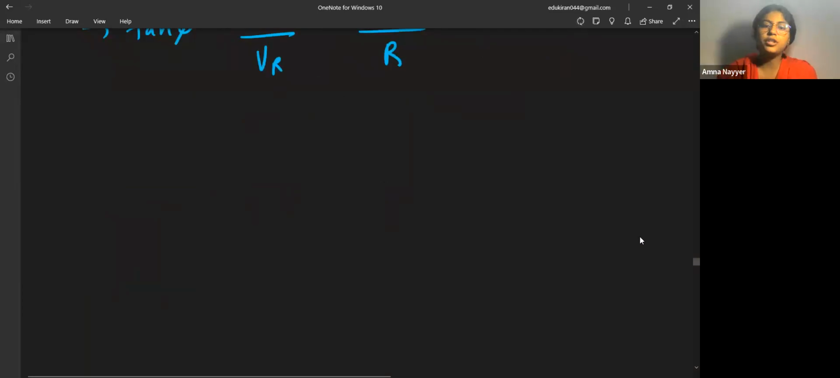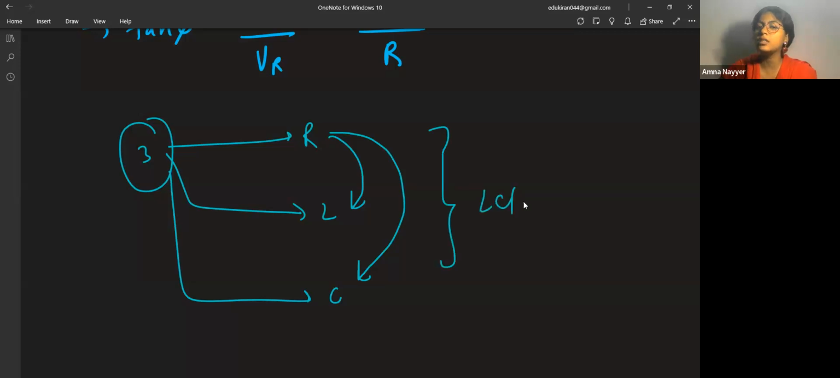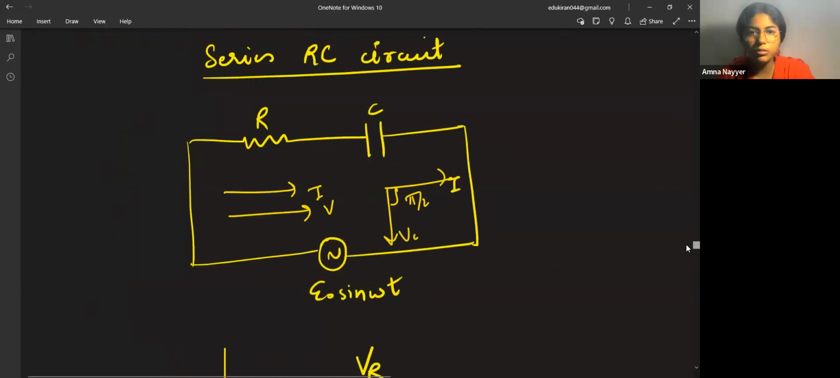Now see, pay attention. You have 3 circuits. One is purely resistive, one is purely inductive, and one is purely capacitive. Then you have one combination of RL, one combination of RC, and an entire combination of LCR. So these circuits you have to do: 5 of these plus 1 LCR. So whenever you are revising, revise it in this manner, right? Note down this as well, series RC circuit.